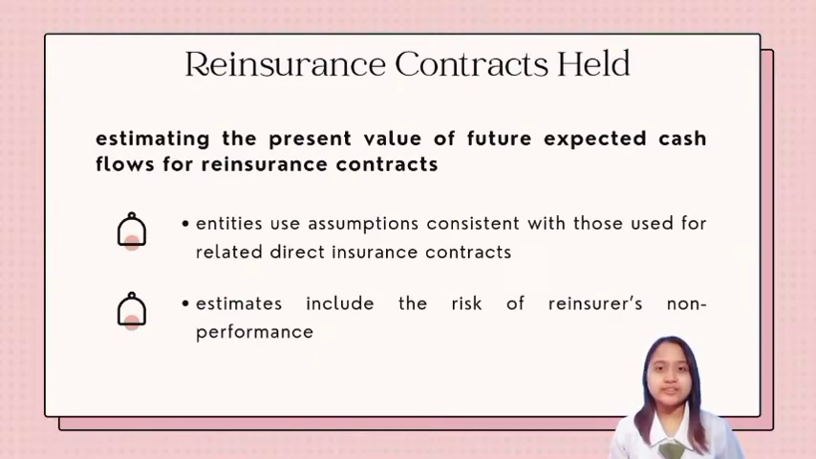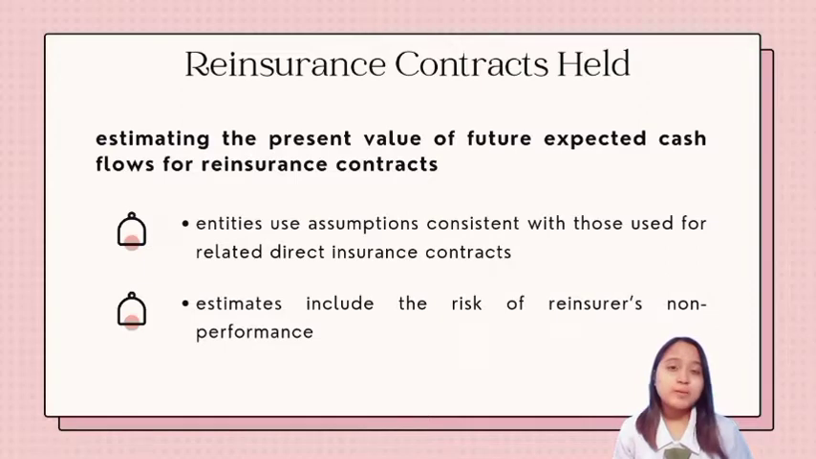Reinsurance contracts held. A separate measurement model applies to the reinsurance contracts held. Modifications are allowed para sa qualifying short-term contracts and participating contracts. The requirements of the standard are modified for reinsurance contracts held. Kapag ini-estimate yung present value ng future expected cash flows for reinsurance contracts, entities use assumptions consistent with those used for related direct insurance contracts. Additionally, the risk of reinsurer's non-performance is included in the estimate.